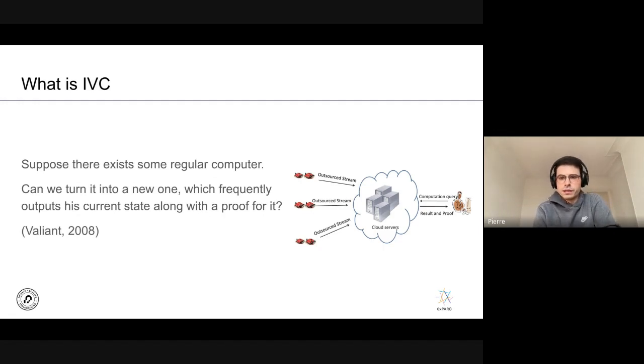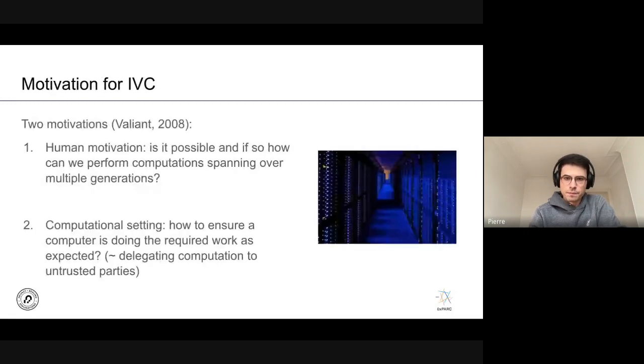So it's very relevant, for instance, when you are outsourcing computation to cloud servers. It would make a lot of sense to have such a proof. And in general, it makes sense when you are delegating computation to an interested party to have an actual proof that this party has computed correctly the thing that you have asked it to compute. So this is the initial question of IVC.